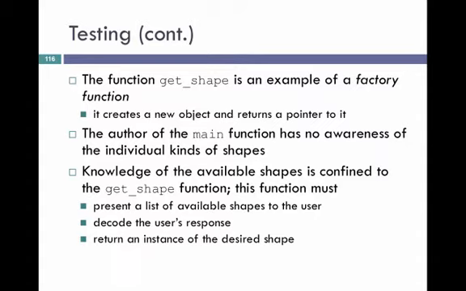We can't return a pointer to a local variable in a function because that variable goes away, goes out of scope when the function returns. So a factory will create instances using the new operator. As I mentioned, the main function has no awareness of the individual kinds of shapes. And the knowledge of the available shapes is confined to the getShape function. And it presents a list of the available shapes to the user, it decodes the user's response, and then returns an instance of the desired shape. This is the end of this slidecast.